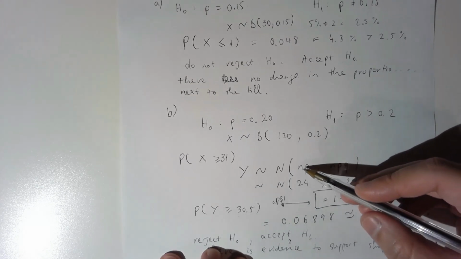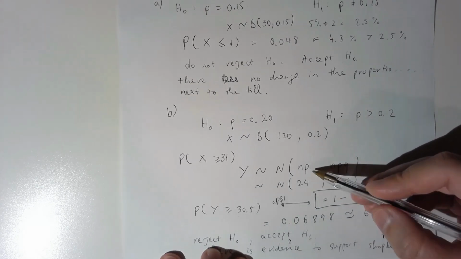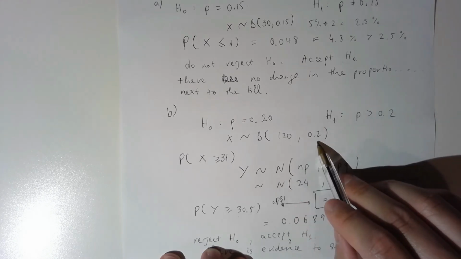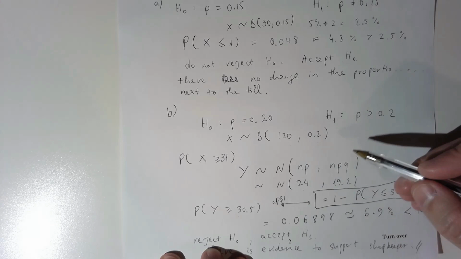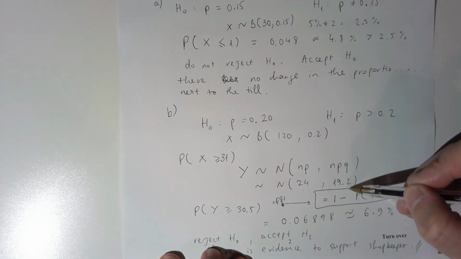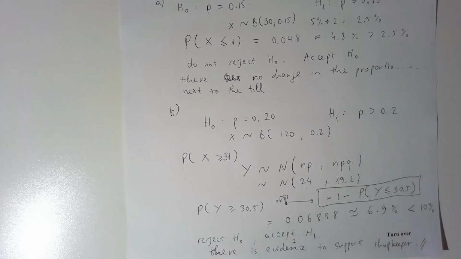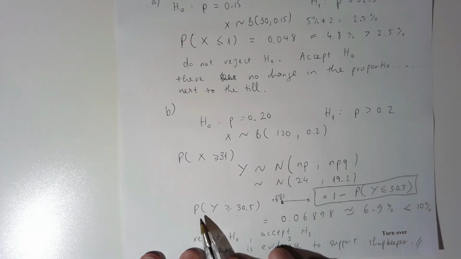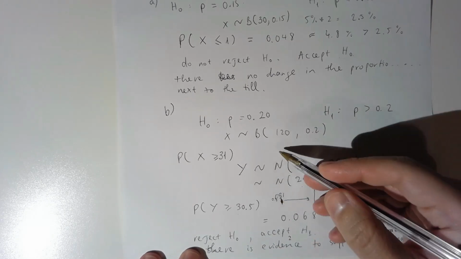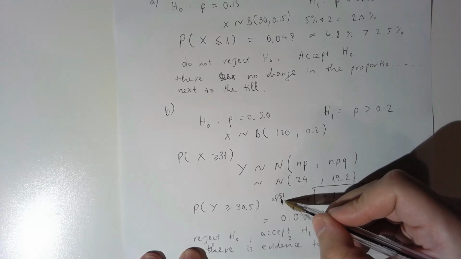The mean equals the number of trials times the chance of success, which is 120 times 0.2, giving 24. Then npq, where q is 1 take away 0.2, which is 0.8, so that equals 19.2, the variance. So work it out as P. Now you know that going from binomial to normal, we have to do a continuity correction.